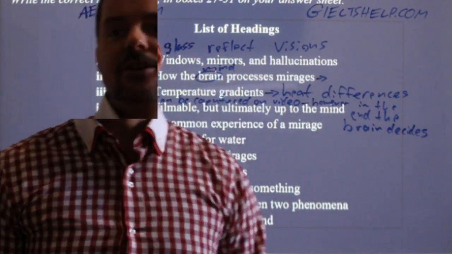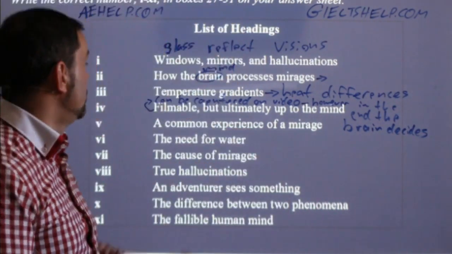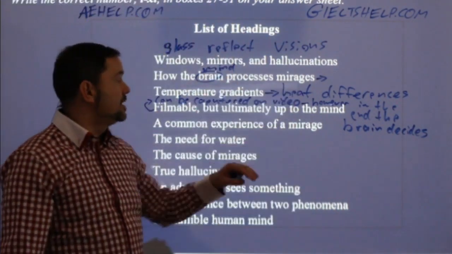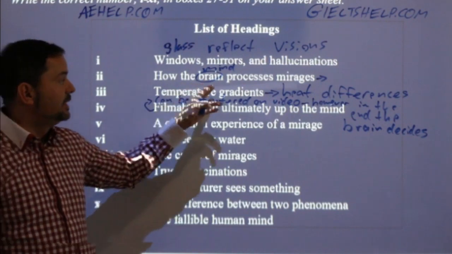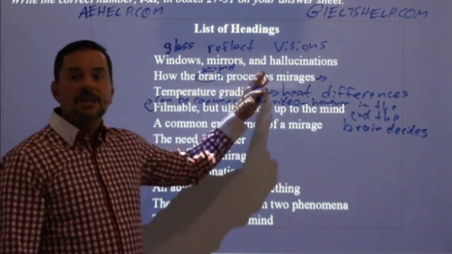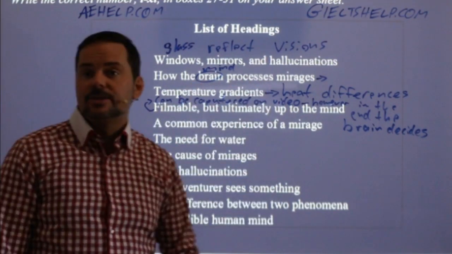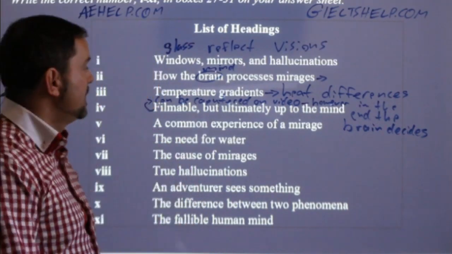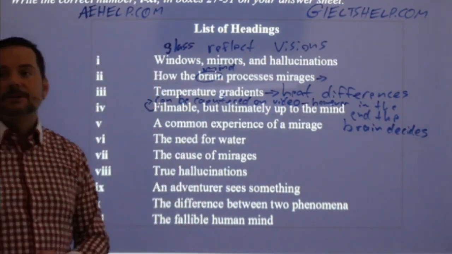Mahesh says how the brain works in different conditions. So how the brain processes mirages, how the mind works in different conditions. Sure, Mahesh, that'll work. Why not? Okay. That'll work.